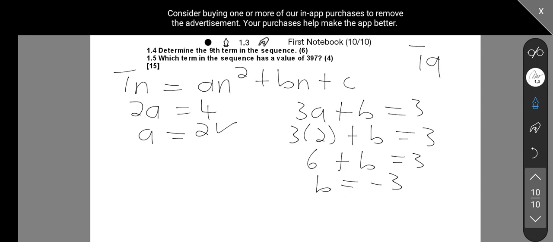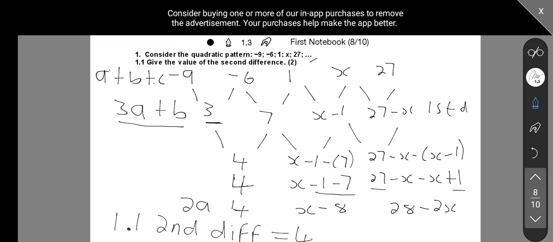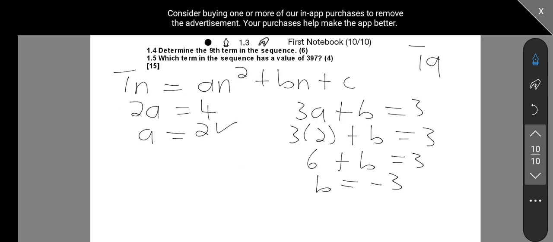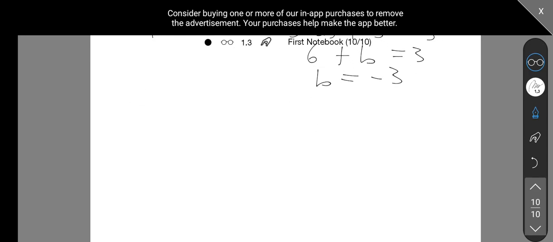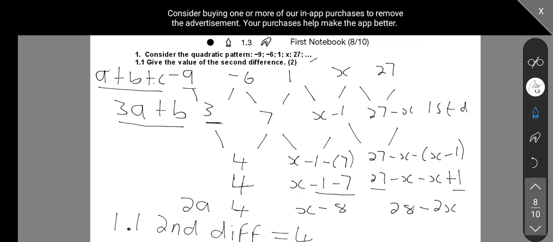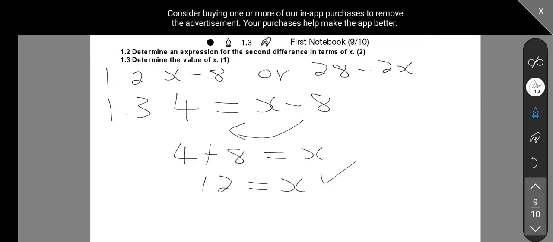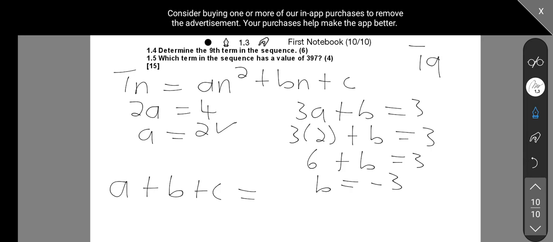Now we're going to go again and look for C. We have said that A plus B plus C is equal to the first term in the given sequence. This means that A plus B plus C, let me take down the page, A plus B plus C is equal to, what is the first term in the given sequence? That is negative 9. A plus B plus C is equal to negative 9.